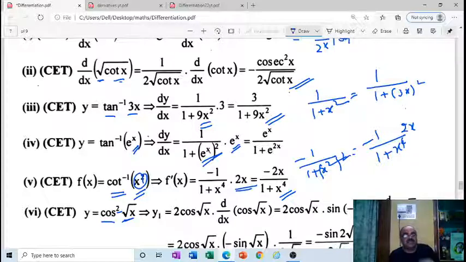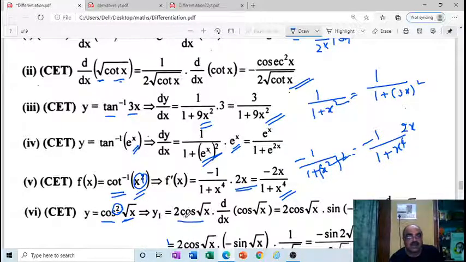First is the square concept. What is the derivative of x square? 2x. So 2 into cos of root x. This is the first differentiation. Correct? 2 cos root x.